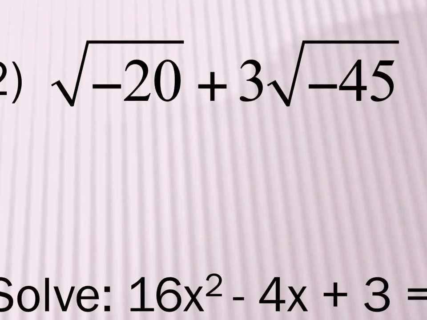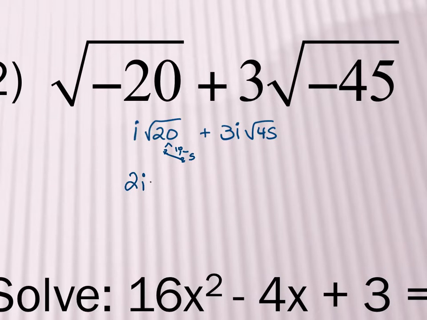Number two, the first thing you've got to do is what? Take out those negatives, right? So take out the i. So it could be like this, or the i could be at the end, either way. And then you need to break out your product. So this is 2 and 10, 2 and 5. There's two 2s, so a 2 goes to the outside with the i. The 5 doesn't have a match, so it stays underneath.